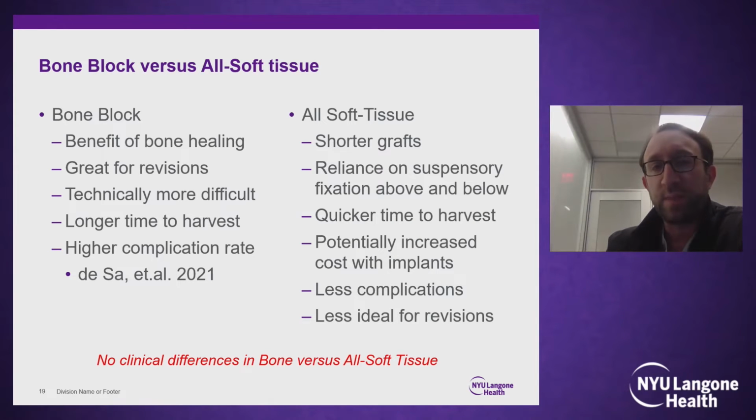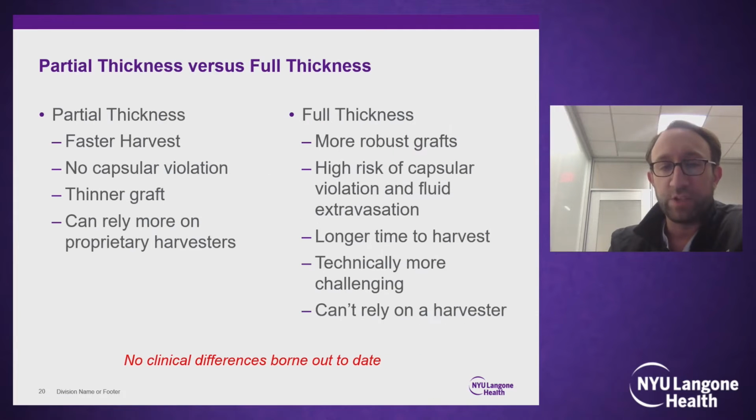Again, you're relying on suspensory fixation above and below in terms of your fixation. It is a quicker time to harvest the graft, and there's potentially increased cost, however, if you use certain implants. Less complications according to certain meta-analyses, and this might be less ideal for revisions. That being said, there are no clinical differences when looking at bony versus all soft tissue. And the same thing holds true in terms of partial thickness versus full thickness.